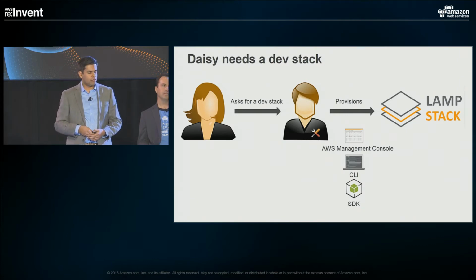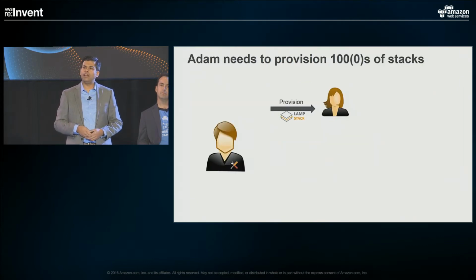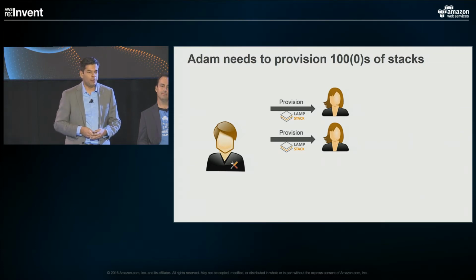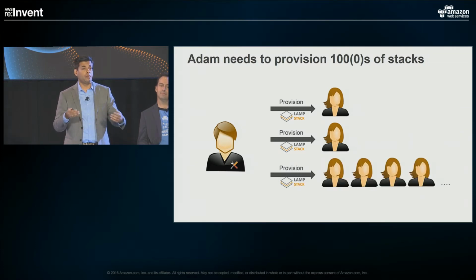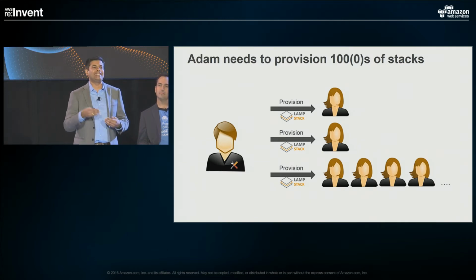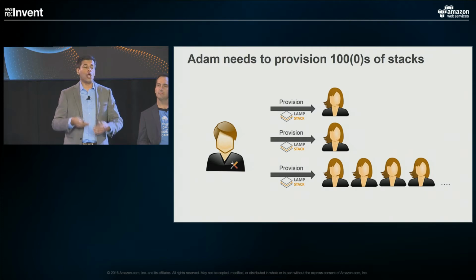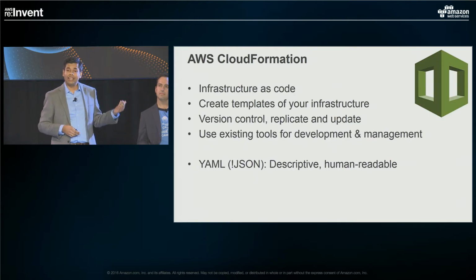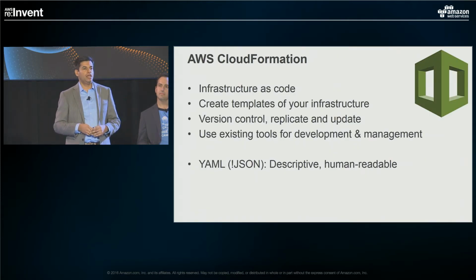So that works fine. But Adam potentially does not have just Daisy in his organization. He probably has more developers. Maybe 5, maybe 10, maybe hundreds, or maybe thousands. Even if he has only 5 or 10 developers in his organization, he wants to be in a position that he can scale up when more developers join his organization. So how does Adam achieve this? Adam relies on AWS CloudFormation for it.